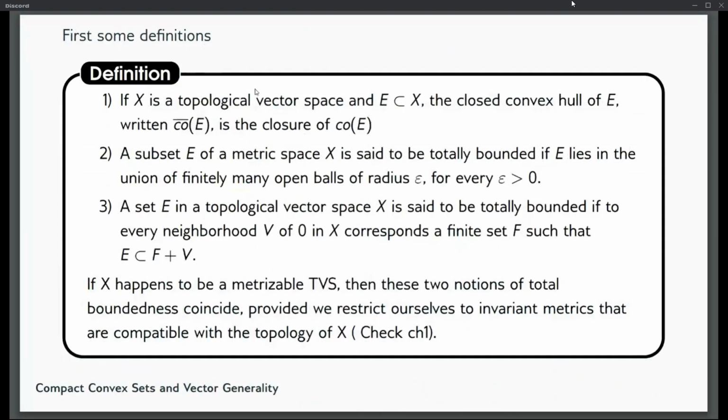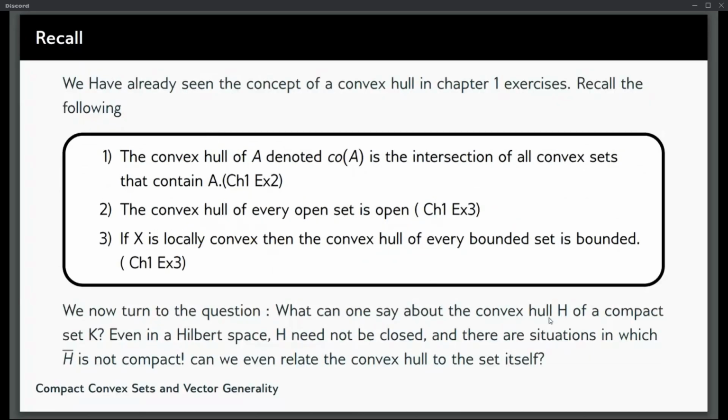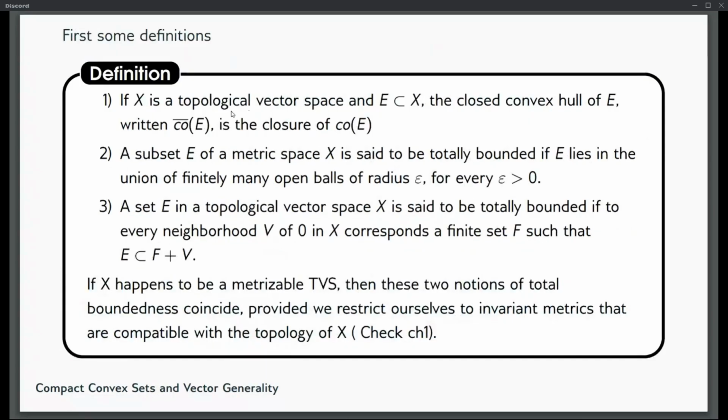So, first of all, some definitions. The closed convex hull of E is the closure of the convex hull, just denoted by co-bar of E. And this is important because, as you saw here, we can't say anything about the convex hull being closed. So often the results will be about the closed convex hull, as you will notice. But there are certain spaces where this is not a problem. We just want to prove it more generally.